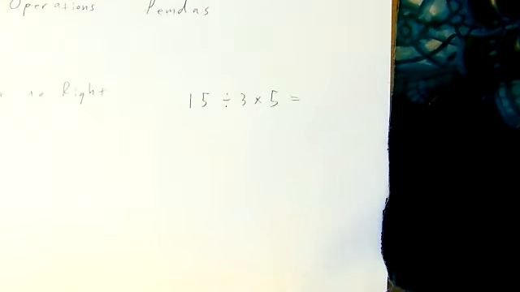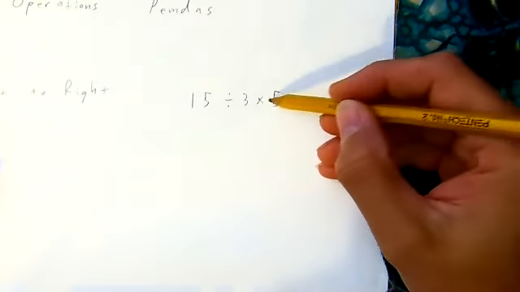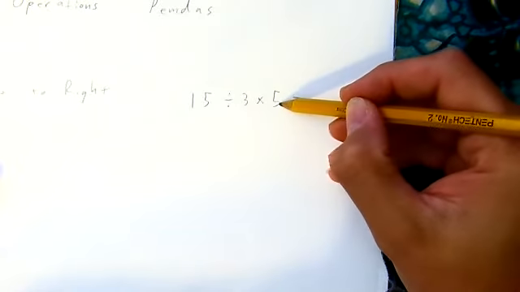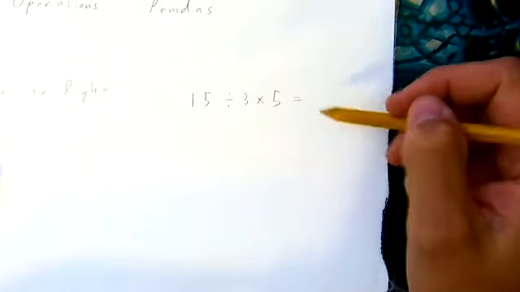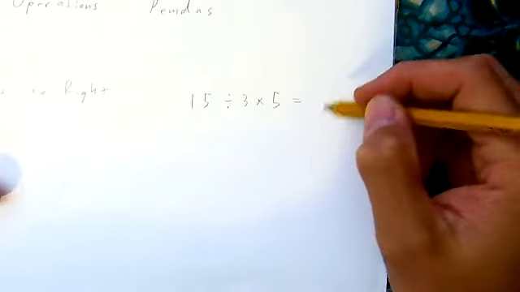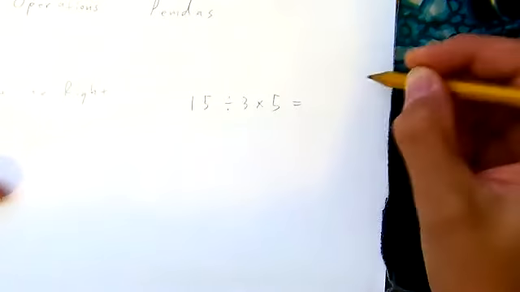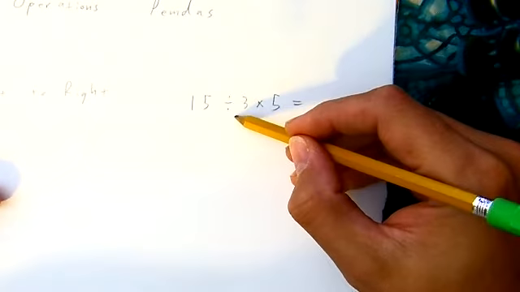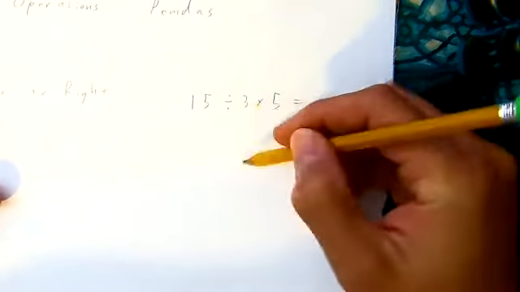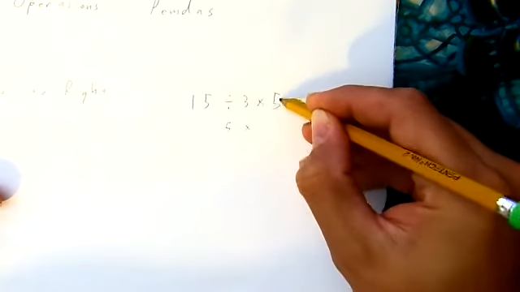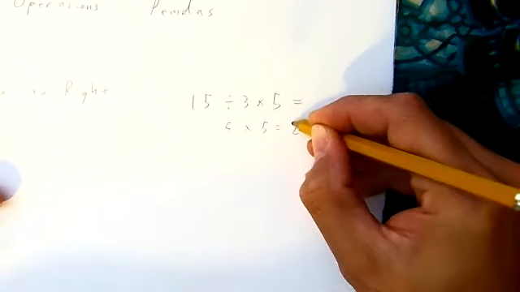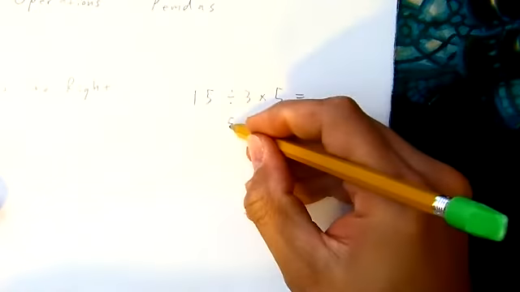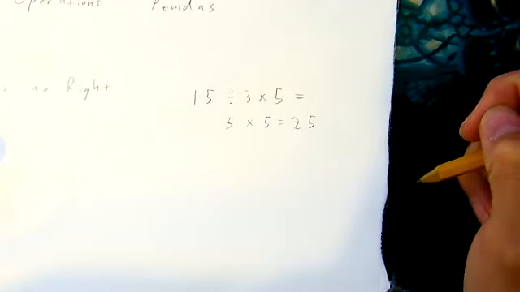So if you did this incorrectly and you multiplied first, which would be 3 times 5, so it'd be 15, you'd have 15 divided by 15, which is 1, and you get the wrong answer. If you work the leftmost problem first, you'd have 15 divided by 3, which is 5, and then that gets multiplied by this 5, which is 25. So completely different answer if you work it from left to right than doing your multiplication before division.